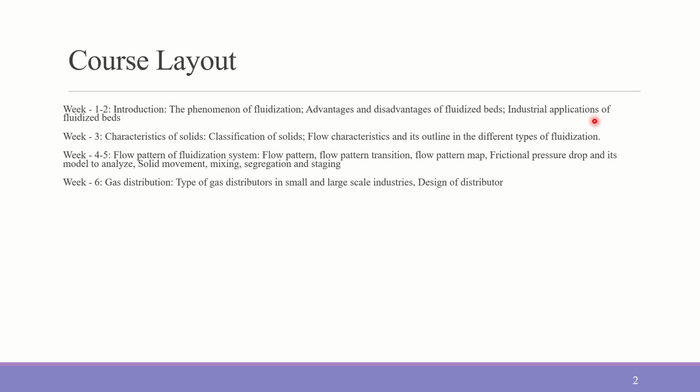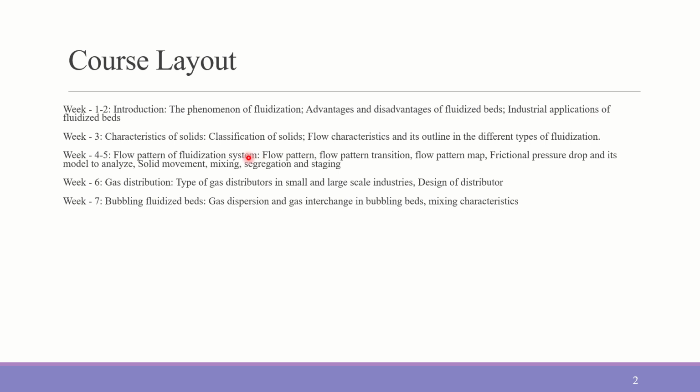And week 6 was about gas distribution systems, the types of gas distributors in small and large scale industries, and the design of distributors. We have seen porous plate distributors, perforated plate distributors, nozzle tube type distributors, and bubble cap distributors. So all these things we have seen. And later we started with bubbling fluidized beds. Last week it was an introduction to bubbling fluidized beds.